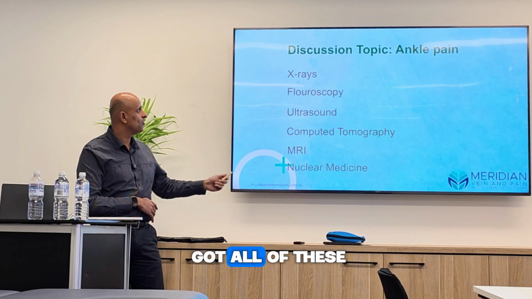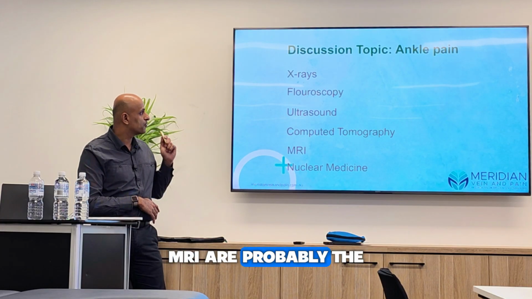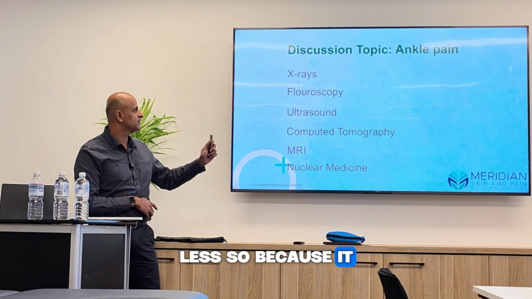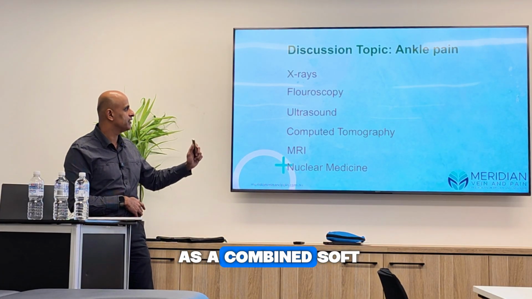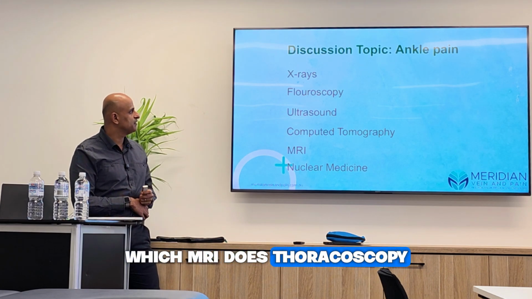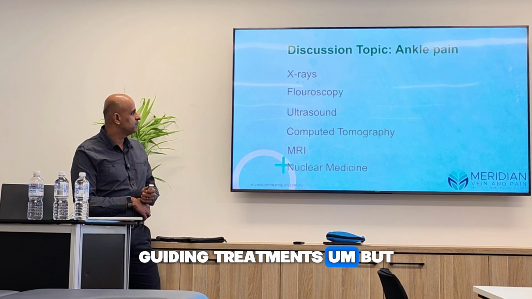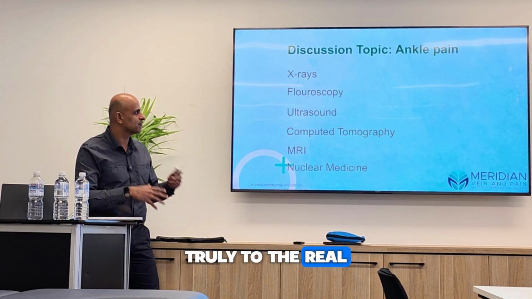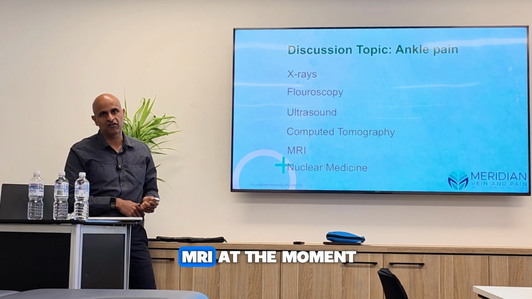So obviously we've got all of these going on. Ultrasound and MRI are probably the main things that I use a lot of. CT less so, because it does give you bony morphology, but isn't as useful as a combined soft tissue and bony morphology, which MRI does. Fluoroscopy is really good for guiding treatments, but truly the real leaps and bounds of musculoskeletal work have come in ultrasound and MRI at the moment.